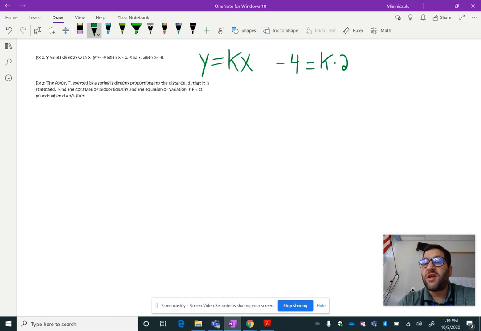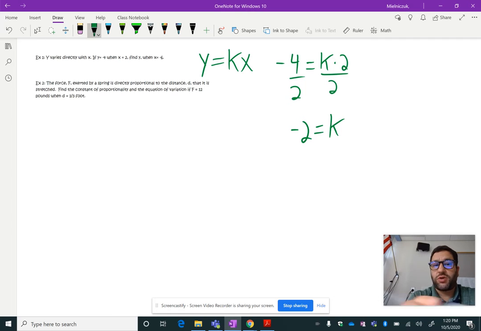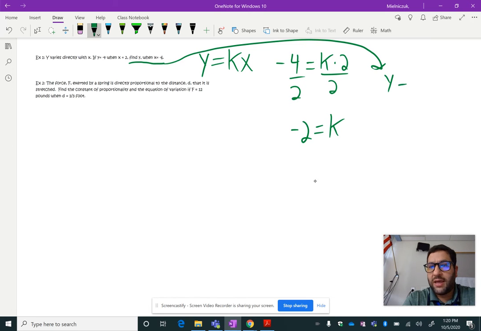Step two, fill in all of the equation but one thing to solve for. Step three, solve for k. So we now know -2 is equal to k. Then use the last piece of information, which is find y when x equals -6, to solve. So we want to know when y equals -2 times -6, so y would equal -12.